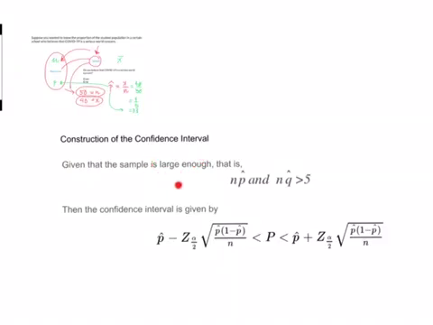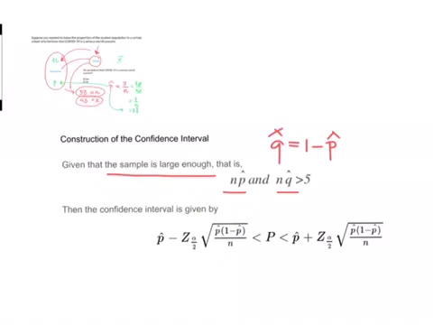Now we have to make sure that the sample size is large enough. To check that, we have to compute the following values: n times p hat and n times q hat. Q hat is the complement of p hat, and that means q hat is equal to 1 minus p hat. These two values should be greater than 5 so that the sample size can be considered large enough.